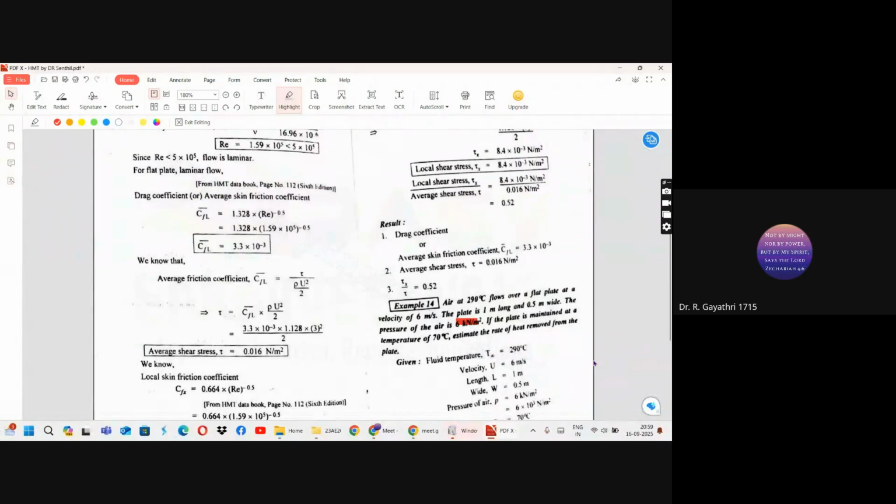Here the air flow conditions are 290 degrees centigrade fluid temperature and velocity 6 meter per second. The plate conditions are 1 meter long and 0.5 meter wide, and air pressure is 6 kilonewton per meter square. Here the plate temperature is 70 degrees centigrade. So we can find the rate of heat loss from the plate due to heat convection.